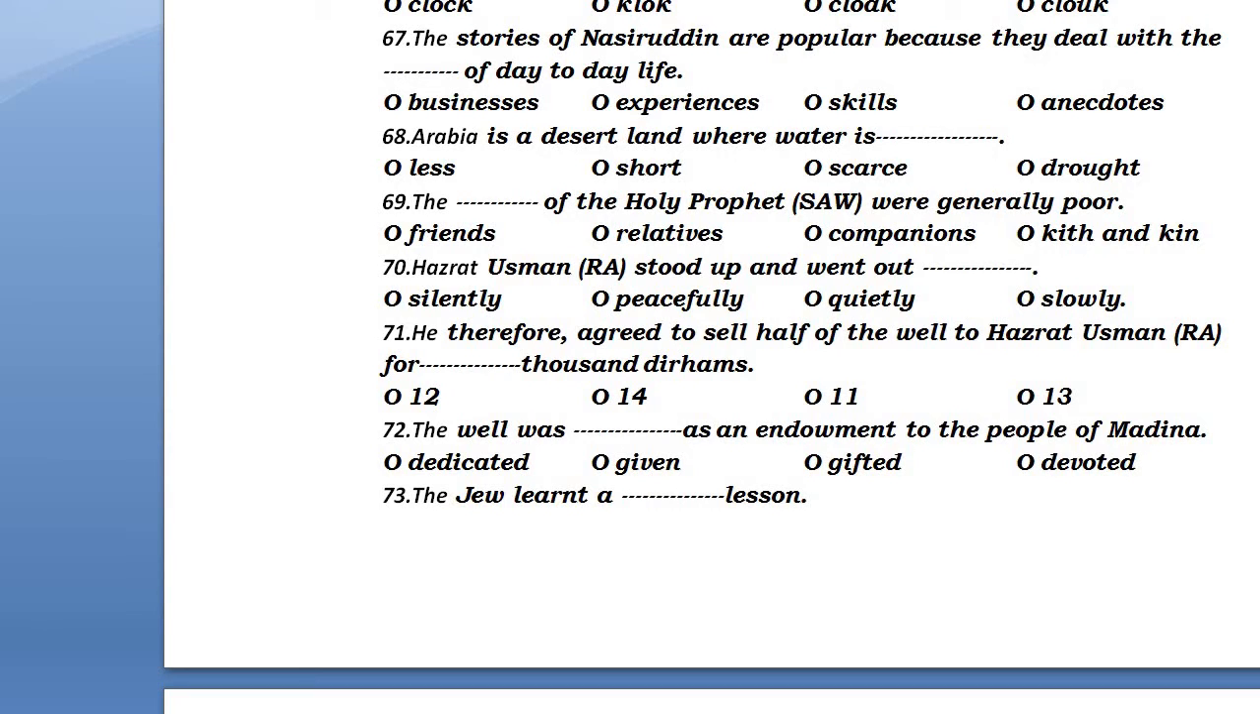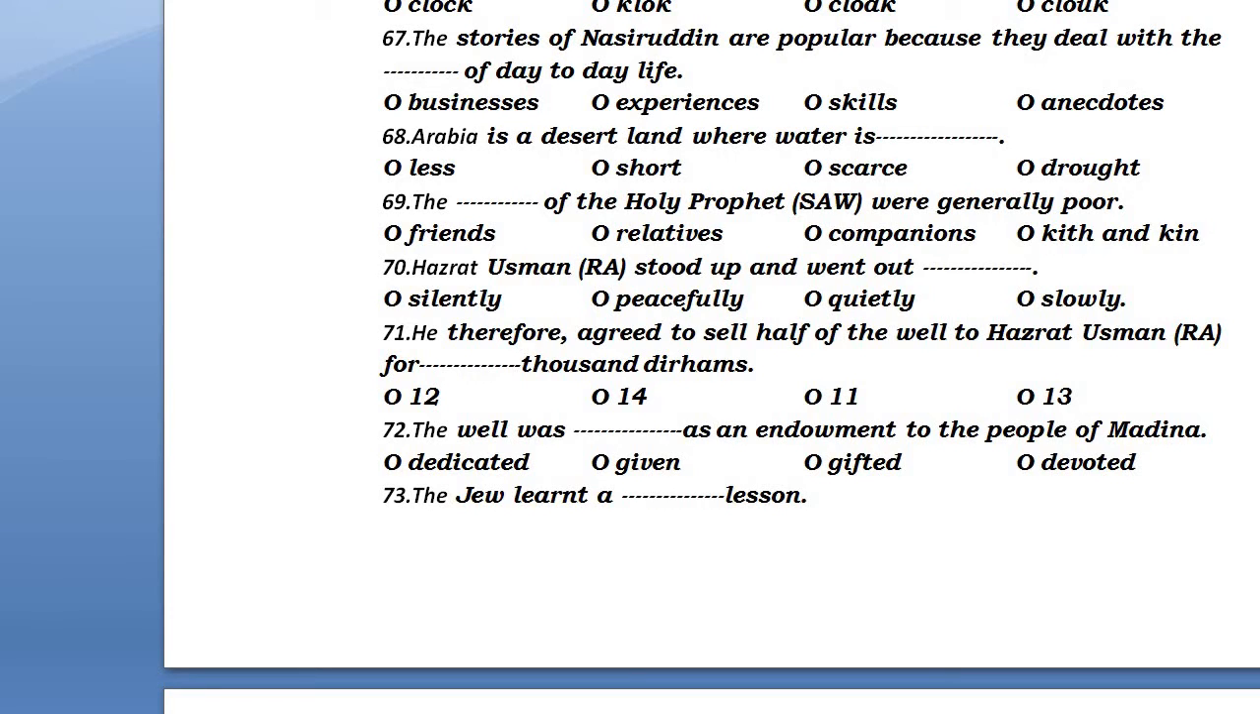Then part 71. He therefore agreed to sell half of the well to Hazrat Umar Radhiyallahu Ta'ala Anhu for 12,000 dirhams, for 14,000 dirhams, for 11,000 dirhams, or for 13,000 dirhams. Clear? Then part 72. The well was dash as an endowment to the people of Medina: dedicated, given, gifted, or devoted.